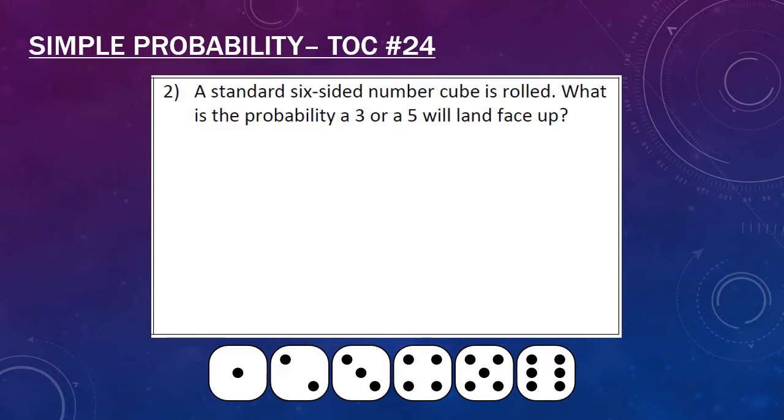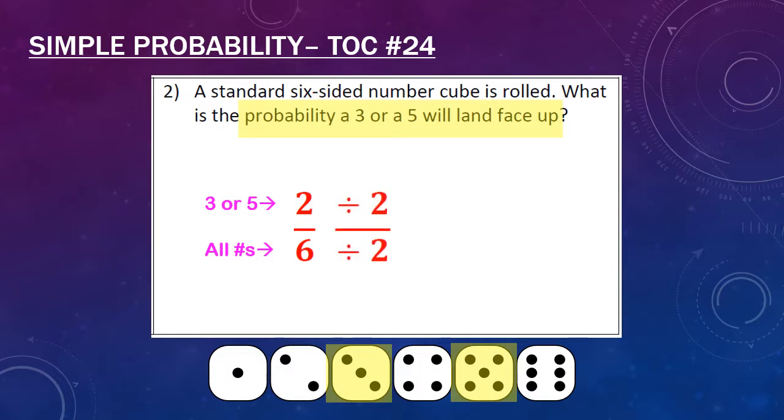So how many 3 or 5 numbers are on my dice? I have 1 3 and 1 5. So the total number of 3 or 5s is going to be my numerator. All the numbers are going to be the denominator, so I get 2 out of 6. And of course I have to simplify. We divide both by 2, and I end up with an answer of 1/3.